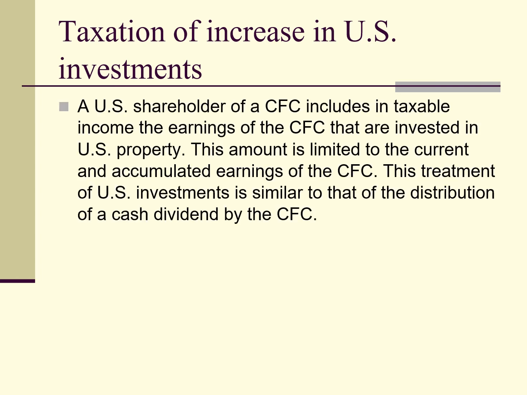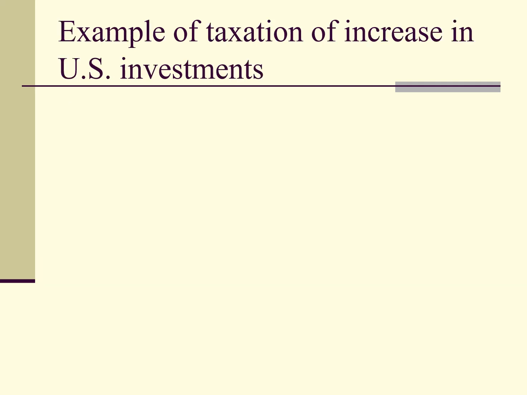A U.S. shareholder of a CFC includes in taxable income the earnings of the CFC that are invested in U.S. property. This amount is limited to the current and accumulated earnings of the CFC. This treatment of U.S. investments is similar to that of the distribution of a cash dividend by the CFC. Here's an example of an increase in U.S. investments.